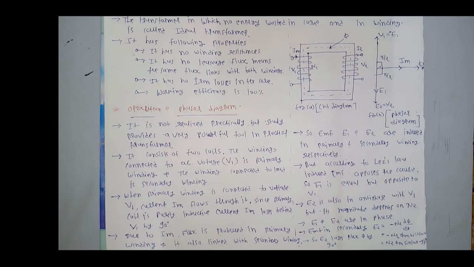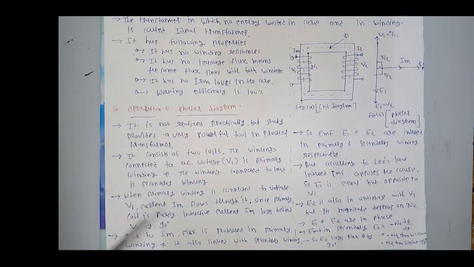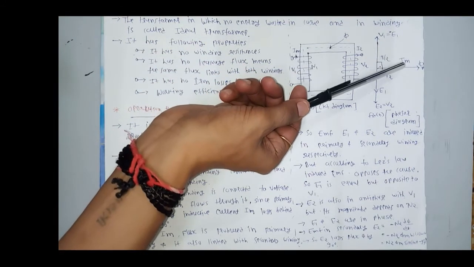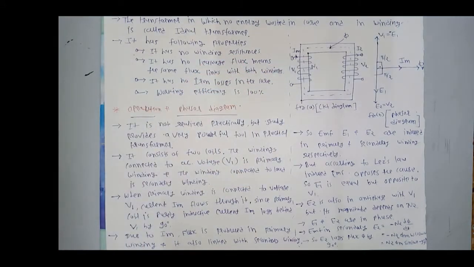So first of all, we know that when the primary winding is connected to voltage V1, the current Im flows through it. Since the primary coil is purely inductive, current Im lags voltage V1 by 90 degrees. So remember, in a purely inductive circuit, current Im lags V1 by pi by 2. Okay. Now, due to that Im, flux is produced in the primary winding and it is also linked with the secondary winding.